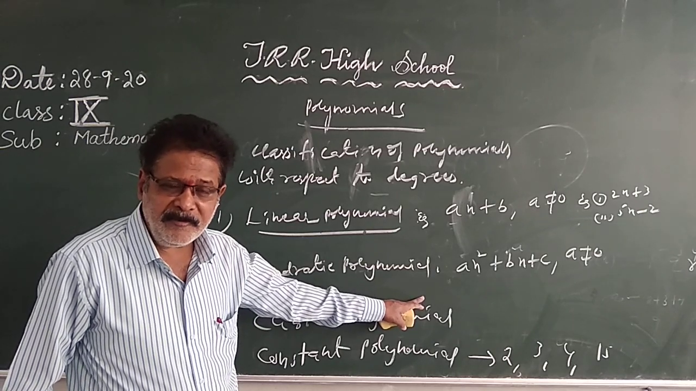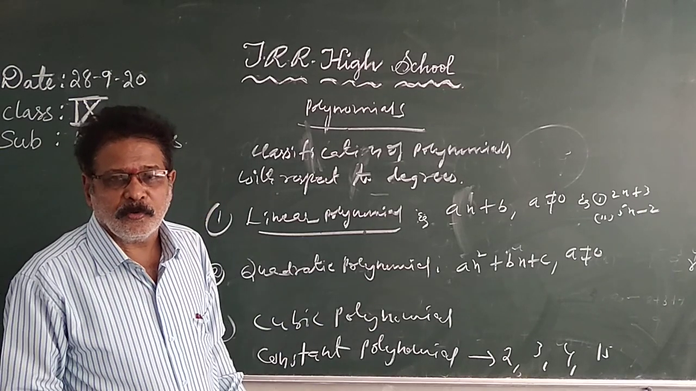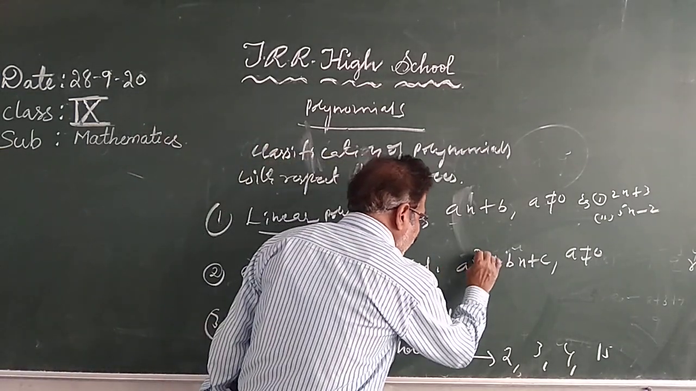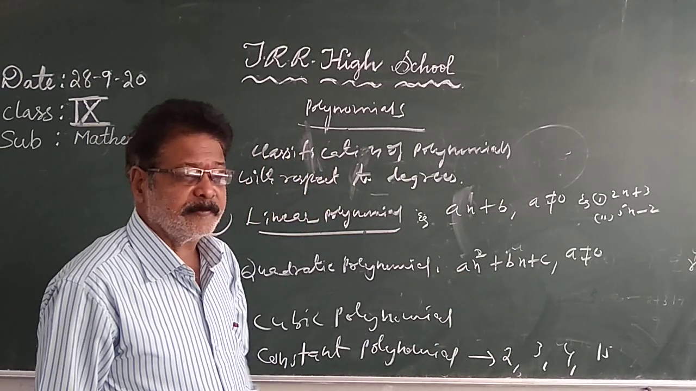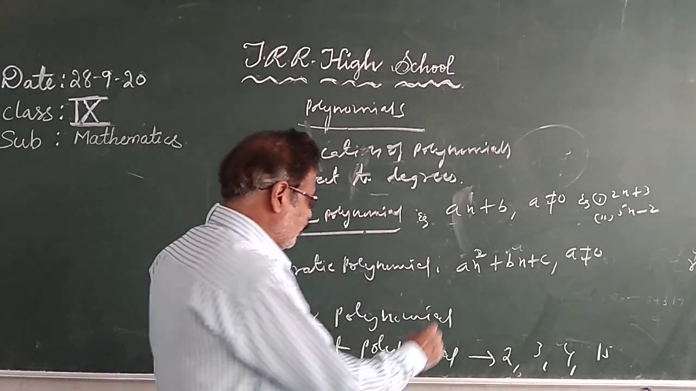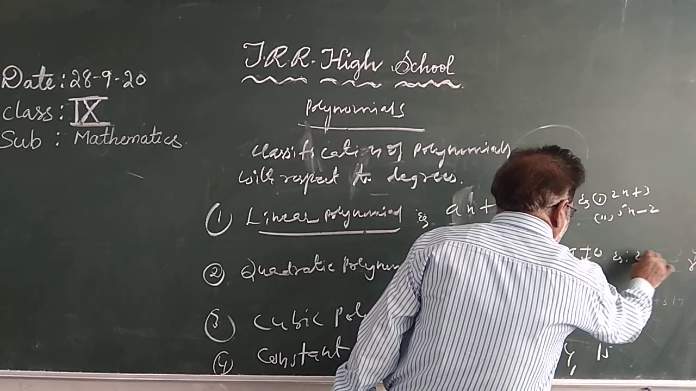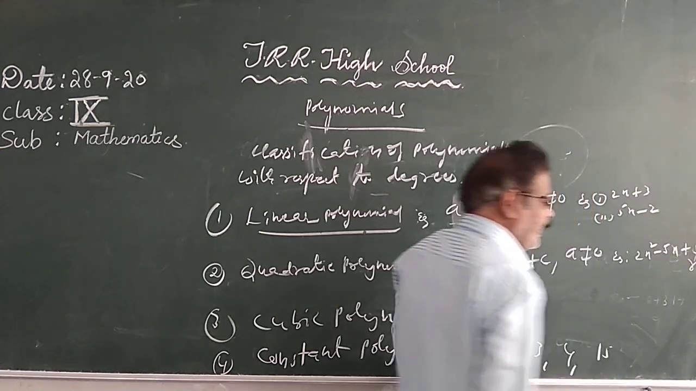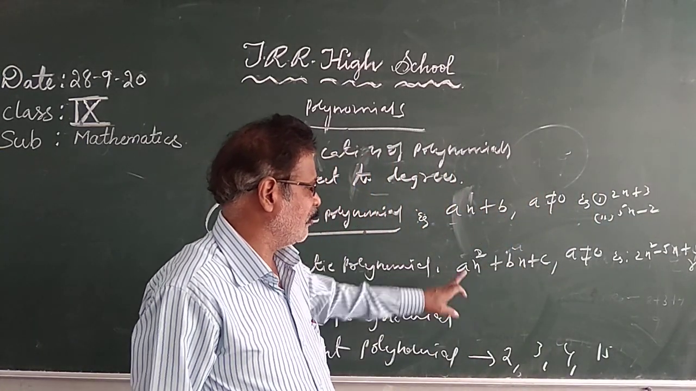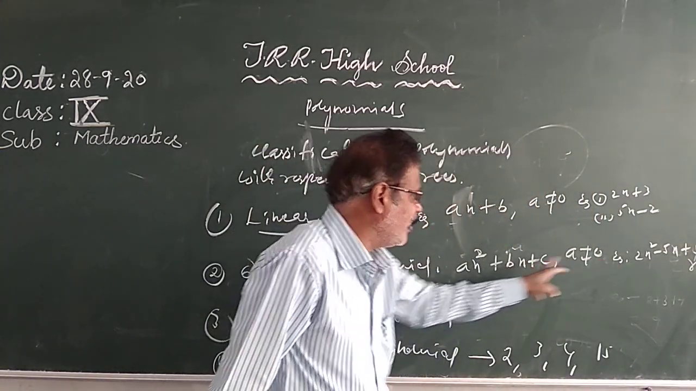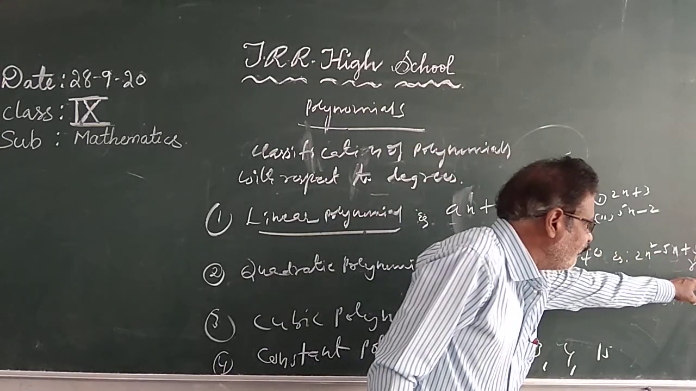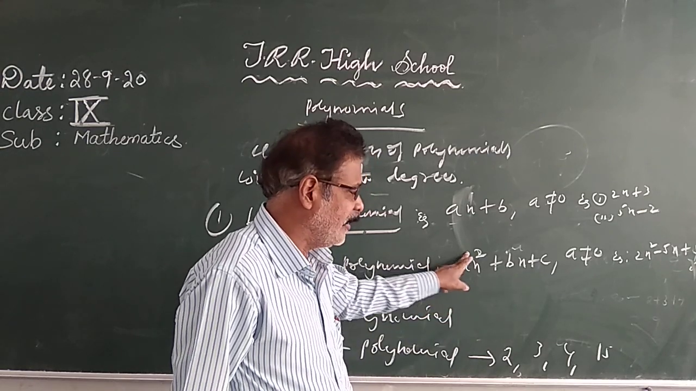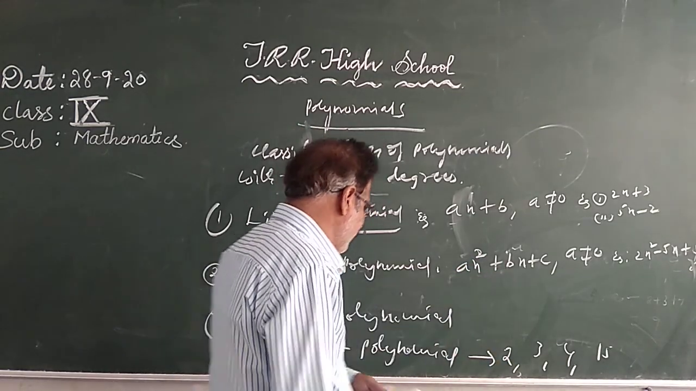So a polynomial whose degree is 2 is called a quadratic polynomial. The general form is ax square plus bx plus c, where a is not equal to 0. For example, you can write 2x square minus 5x plus 5. This is a quadratic polynomial, same form. a is what here? 2. b is what here? Minus 5. c is what here? 5. So a, b, c are the coefficients. a is the coefficient of x square, b is the coefficient of x, c is the constant.